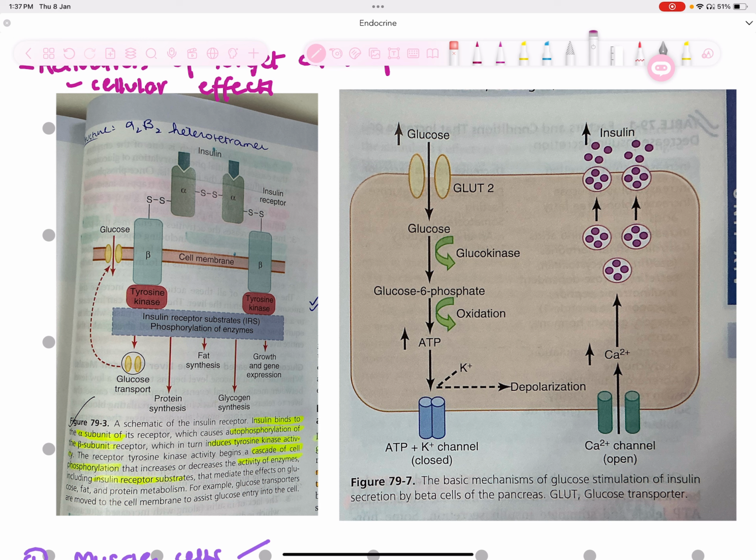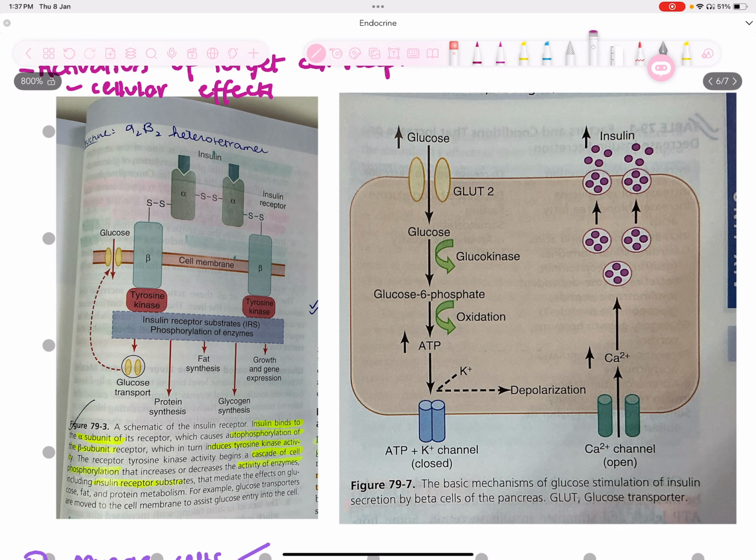What does this mean? It means it's a tetramer that is made up of two alpha subunits and two beta subunits. The alpha subunits are on the outer surface of the cell membrane, whereas the beta subunits are integrated in the cell membrane. Now all of this system is connected with the help of disulfide linkages.